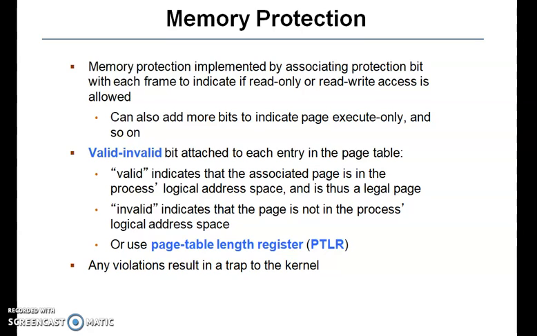Memory protection is implemented by associating a protection bit with each frame to indicate if read-only or read-write access is allowed. We can also add more bits to indicate execute-only pages and so on. In Unix operating systems, we have different permissions like read, write, execute (RWX), and these have the values 4, 2, and 1.